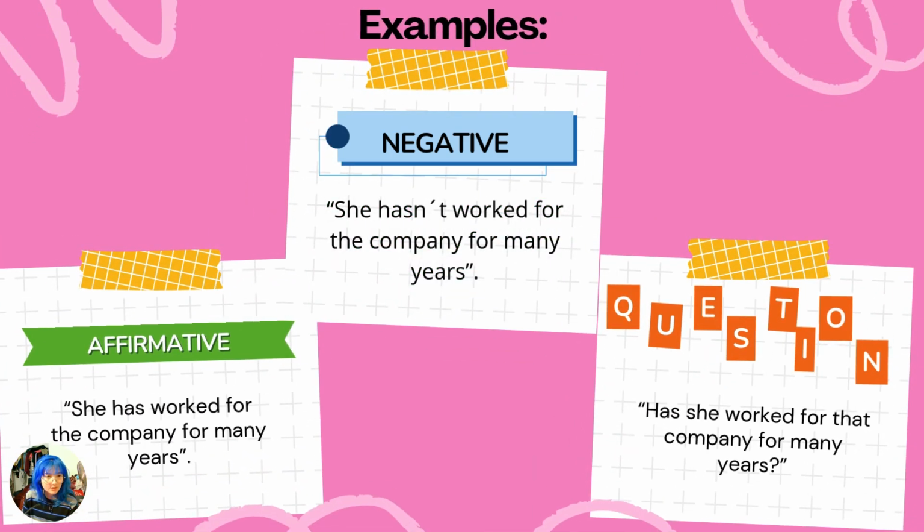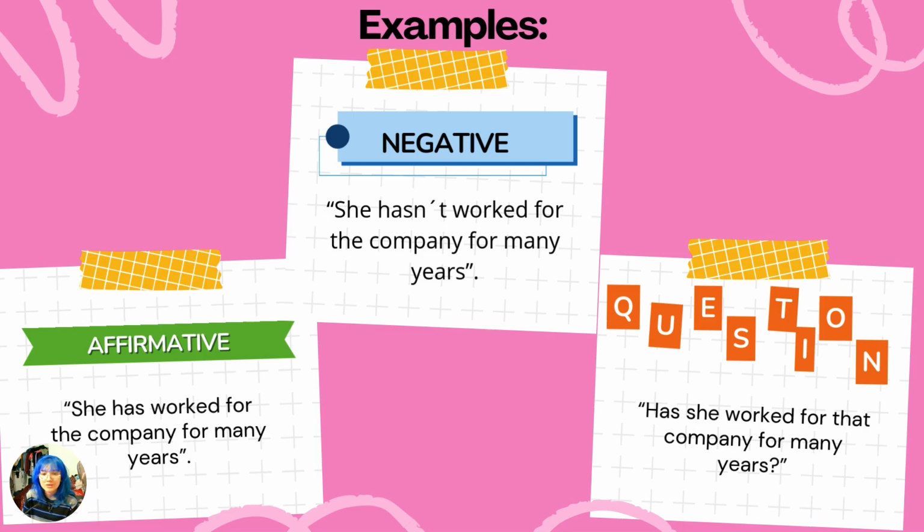We have here more examples about the affirmative, negative, and question form. Okay, I have more examples for you. As a life experience: I have visited Paris. And for an ongoing action: She has lived here since 2015.